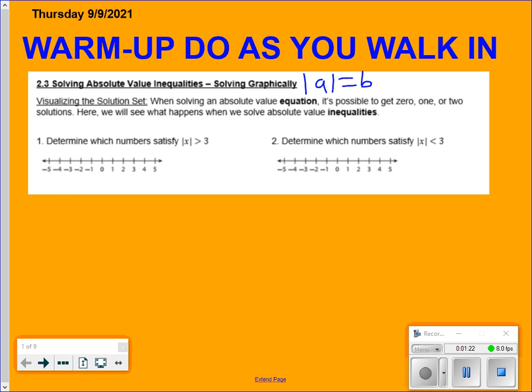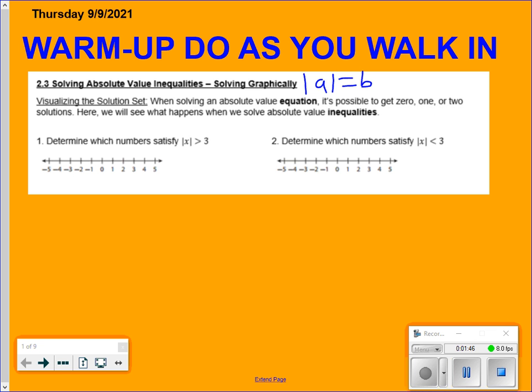We can get 0 solutions, like when we have an absolute value equaling a negative number. We can get one solution when the absolute value equals 0, or if we have one extraneous solution. Or we can get 2 solutions with pretty much any other scenario where the absolute value is equaling some positive number with no variables outside of the absolute value.